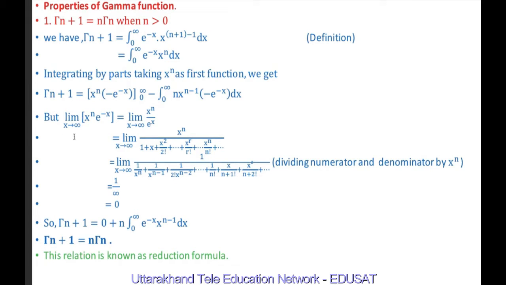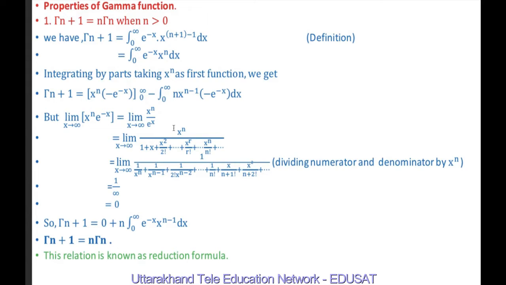We have taken limit as x tending to infinity because the limits here are from 0 to infinity. We know the expansion of e raised to power x. e raised to power x is 1 plus x plus x square upon factorial 2 plus, and so on, x raised to r upon factorial r, and so on, x raised to n upon factorial n. Next term will be x raised to n plus 1 upon factorial n plus 1. Next will be x raised to n plus 2 upon factorial n plus 2, and so on.